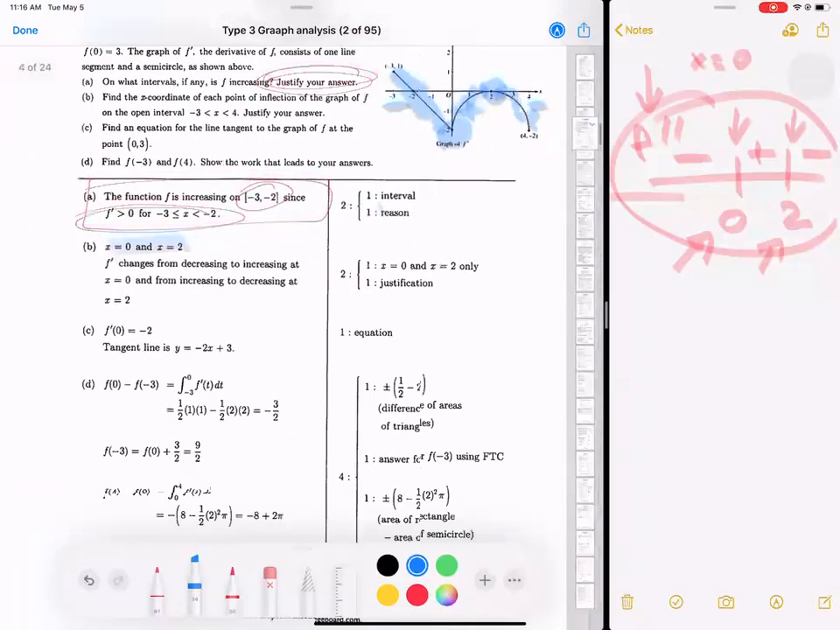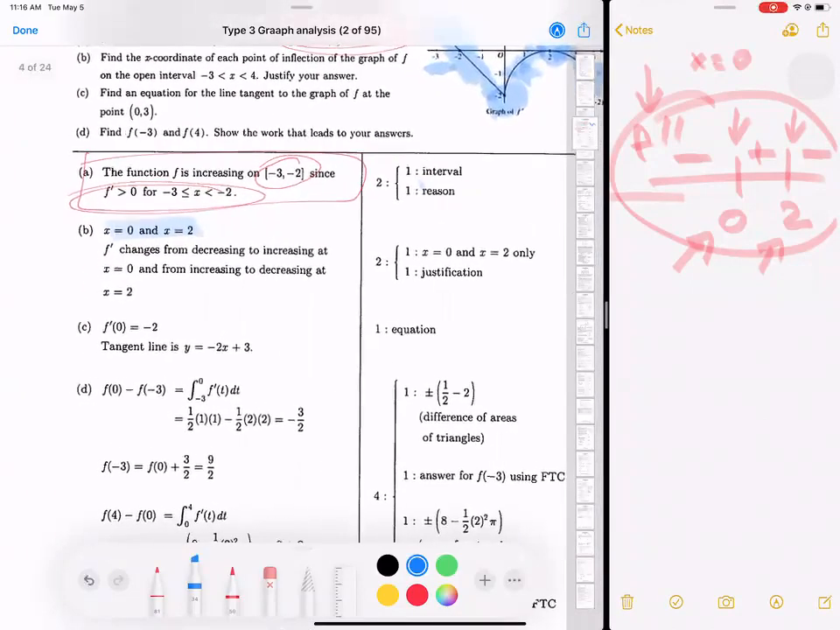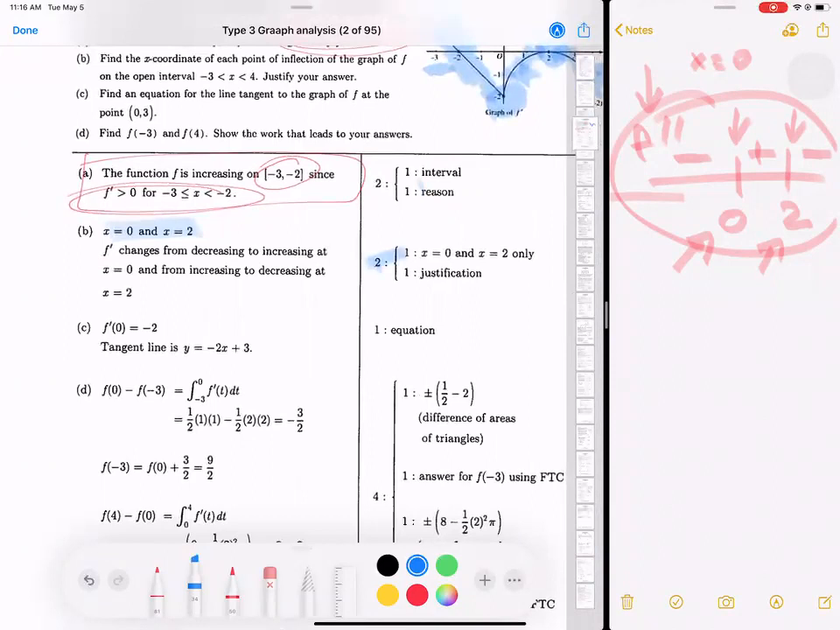Here it is. So you see that we received 2 points, 1 point for getting the points of inflection. And we got 1 point for the justification.